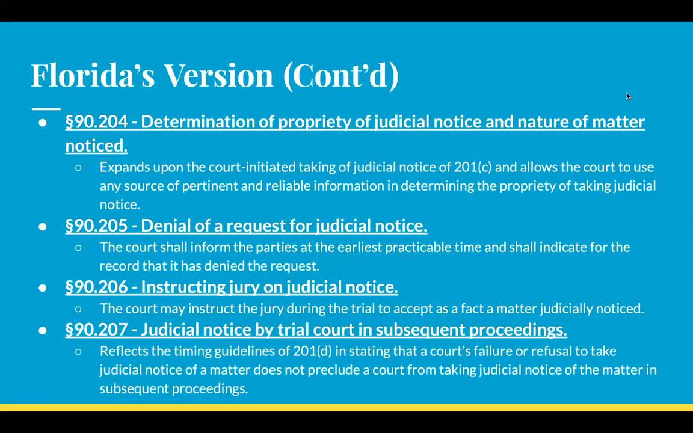Unlike Federal Rule of Evidence 201, Florida Statute Section 90.205 describes a process for when the court denies a request to take judicial notice. This section states that, upon request of counsel, when a court denies a request to take judicial notice of any matter, the court shall inform the parties at the earliest practicable time and shall indicate for the record that it has denied the request. In all, the Florida statutes on this topic reflect many of the attributes of the federal rule. Next slide.